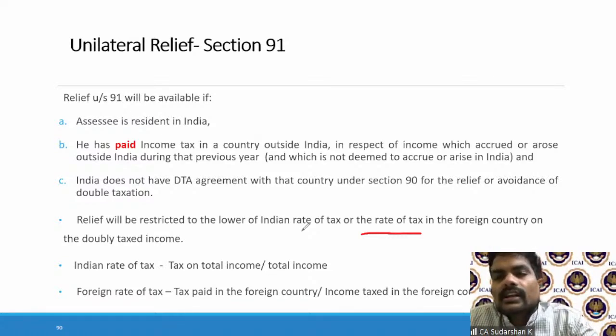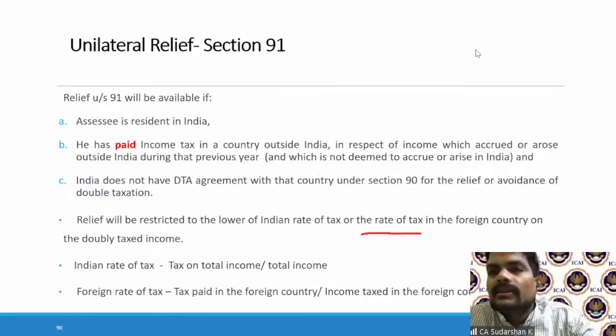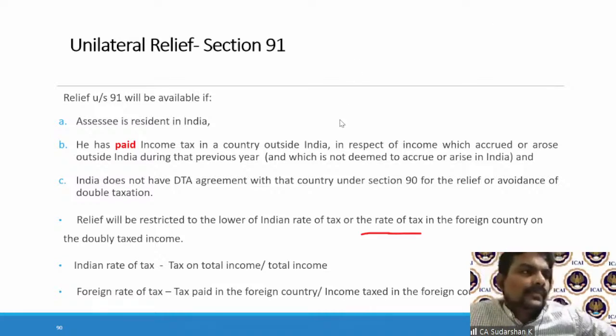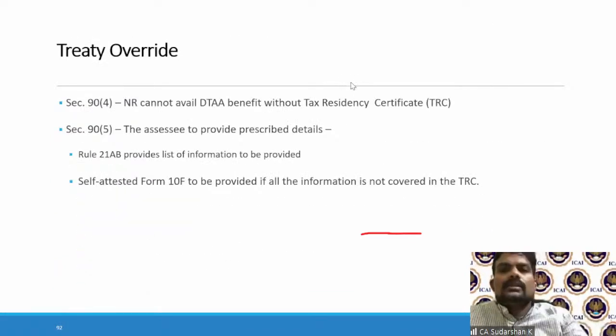But India does not recognize full credit. We go by a system called ordinary credit. That is, the credit will be restricted to the average rate of Indian tax or the rate of tax in the foreign country, whichever is lower. So this is how the mechanism helps you eliminate double taxation, by providing a relief mechanism. We will look into a few other nuances after the break, in terms of how the tax treaty mechanism works.